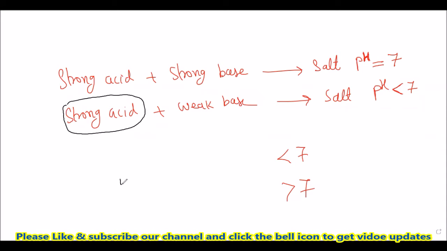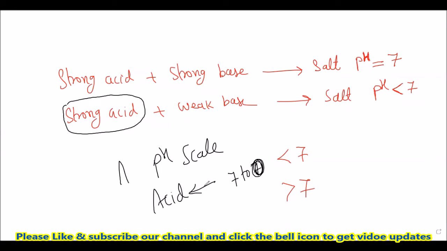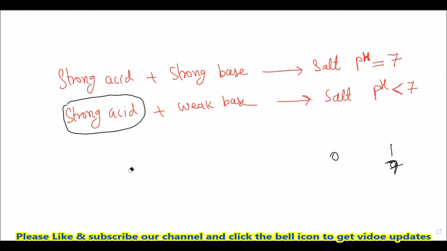And you know that on the pH scale, the pH of an acid is 7 to 0, which means it is less than 7. When you go from 7 to 0, the acid strength increases. That is why, when the acid is strong, the pH of the salt will be less than 7.